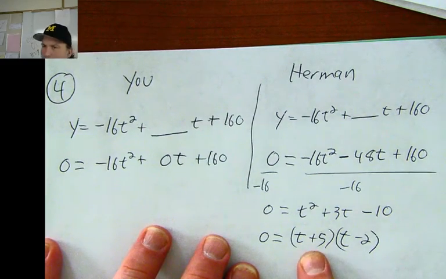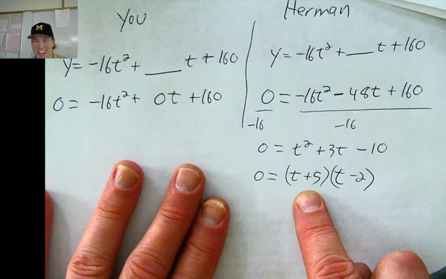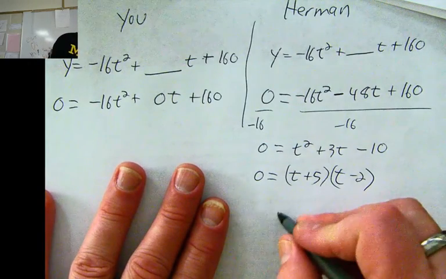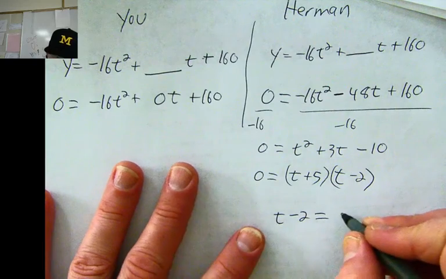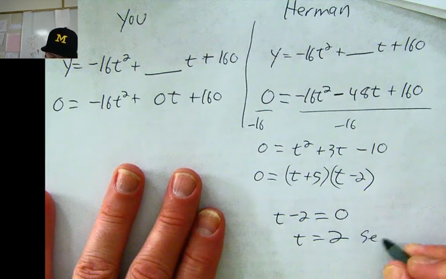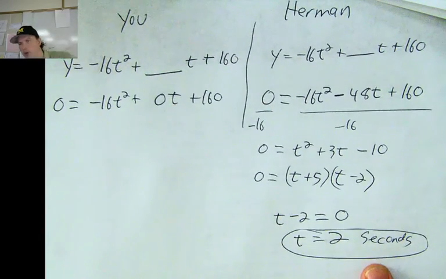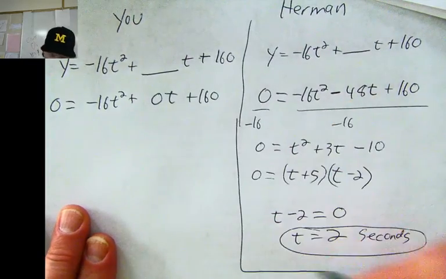And when I set t plus 5 equal to 0, I get t equals negative 5. I don't think it's going to take negative 5 seconds, so I'm just going to ignore that. But if I set t minus 2 equal to 0, I'd get t equals 2 seconds. So it looks like Herman throwing the book down would take 2 seconds.